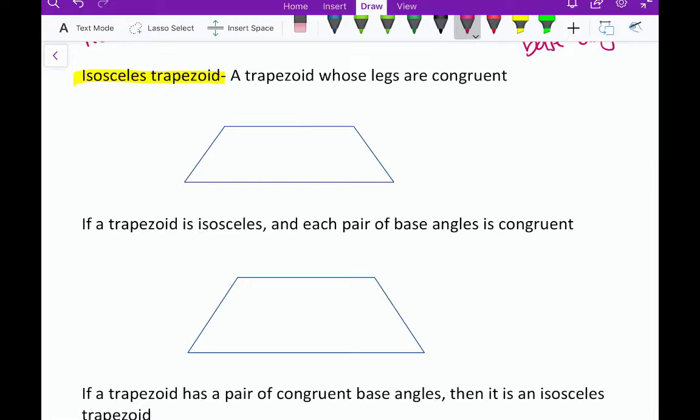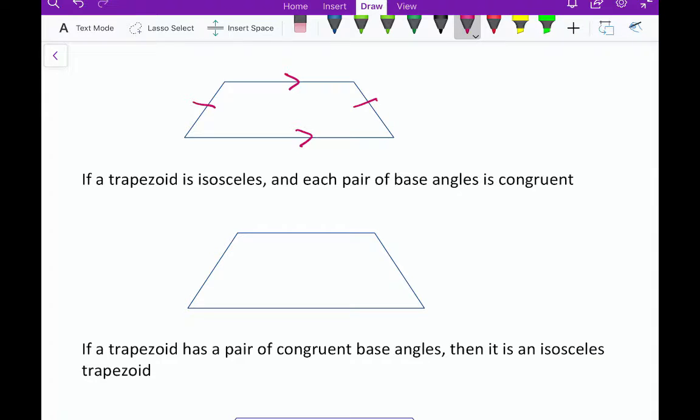In an isosceles trapezoid, the legs are congruent. So if these are the sides that are parallel, then that would mean that these legs are congruent. And if the trapezoid is isosceles, then each pair of base angles is congruent. So I know this is parallel to that, and I've identified that those are congruent. That makes it an isosceles trapezoid, which means that angle is congruent to that angle, and this angle is congruent to that angle. So the pair of base angles are congruent if it is isosceles.